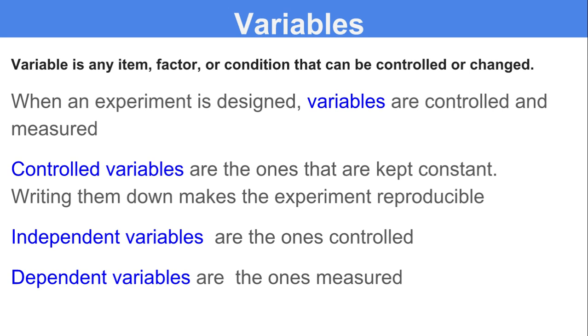We write down the controlled variables. This is important because that makes the experiment reproducible. And we have independent variables, which are the ones that we control and change to see what the outcome is from their changing. And dependent variables are the ones we measure. Independent and dependent variables are connected. We change one and we measure the effect on the other.